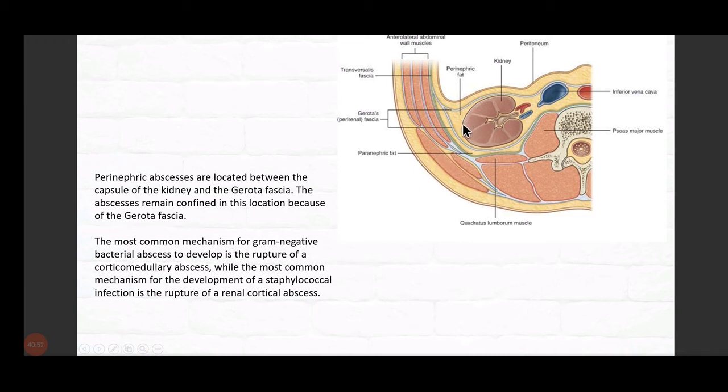If it is a corticomedullary abscess, then usually you find gram-negative organisms. But if it is only a cortical abscess, the cortical abscess usually happens by bloodstream infection. The causative agent can be a gram-positive bacteria.